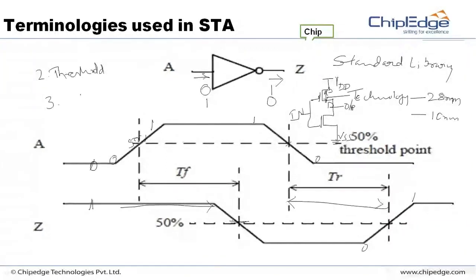Then we consider something called PVT variations. What I mean by P is the process variations. See, while I'm designing this NMOSFET, I think about what width, what gate oxide thickness. There are so many parameters here, and I'll consider the delay.